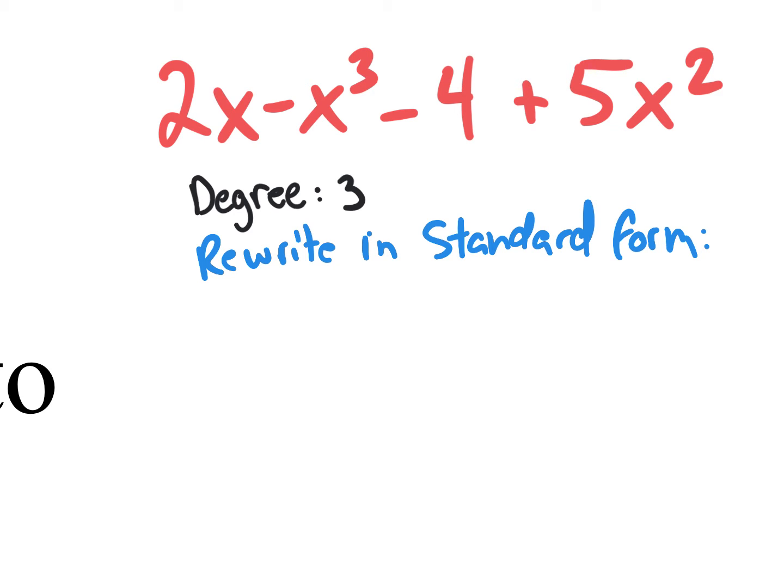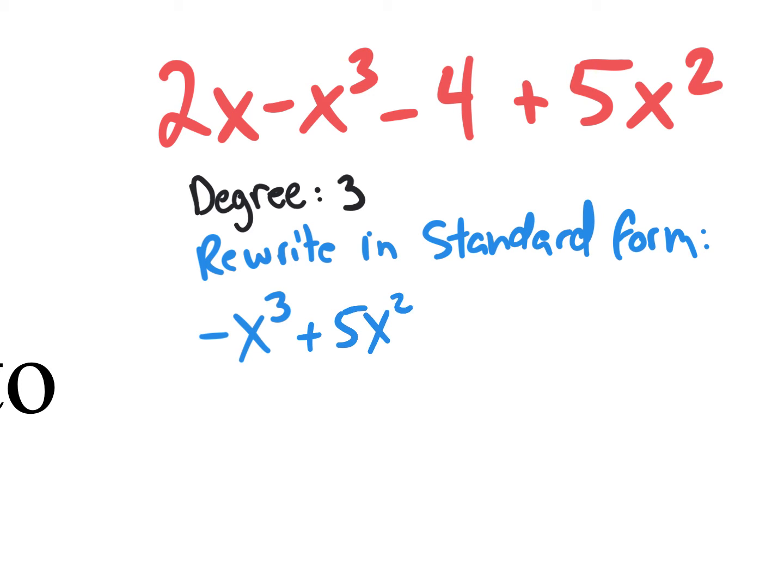Negative x. Yes, negative x to the third, right? Now, the minus sign belongs to it, so you have to put that minus sign with it. That's the highest exponent. That's great. What's the next term we should write? Plus 5x squared. That's right, plus 5x squared.